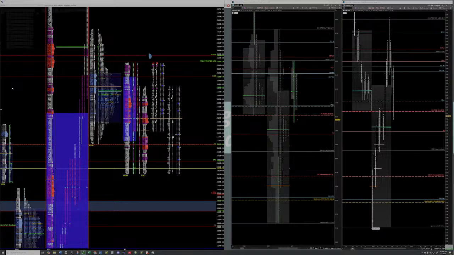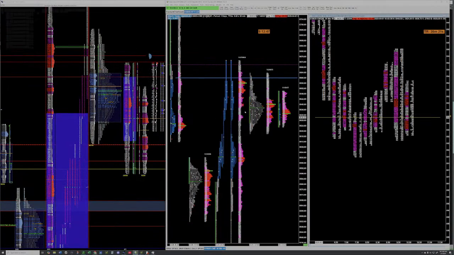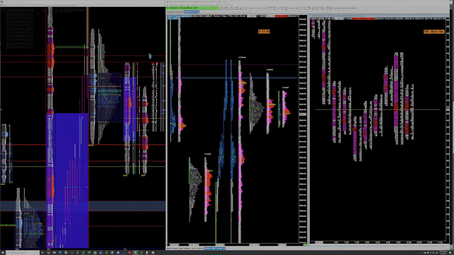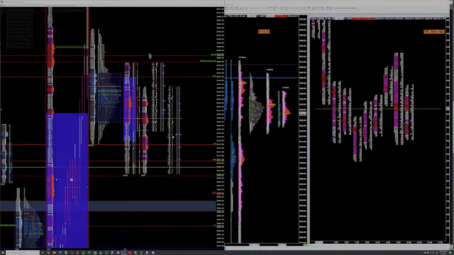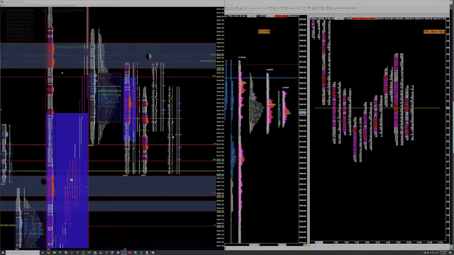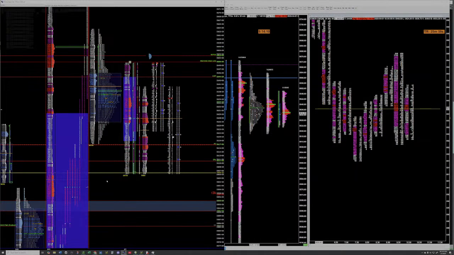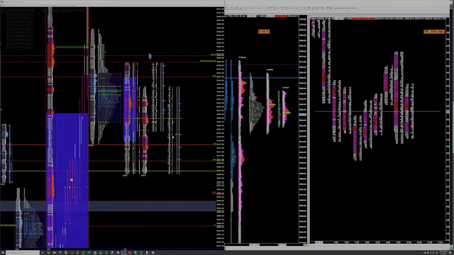Okay. Now, remember what we talked about. What is Sierra? And these areas here from yesterday. This one here. This one here. And let's see. It didn't take this one, it just touched it. Let's see if it takes this one. There's a lot of longs here. Lots of longs here.